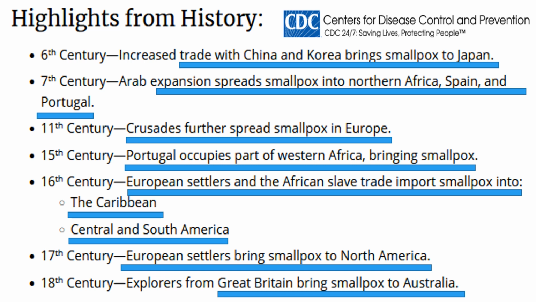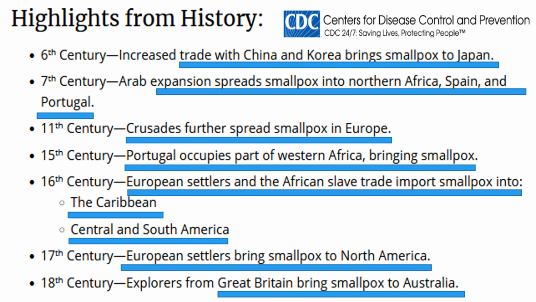And so you see in the 6th century, it's noted that increased trade with China and Korea brings smallpox to Japan. 7th century, Arab expansion spread smallpox into northern Africa, Spain, and Portugal. 11th century, Crusades further spread smallpox into Europe. 15th century, Portugal occupies part of Western Europe, bringing smallpox with them. Now, mind you, the Portuguese are traveling all over the place at the same time.